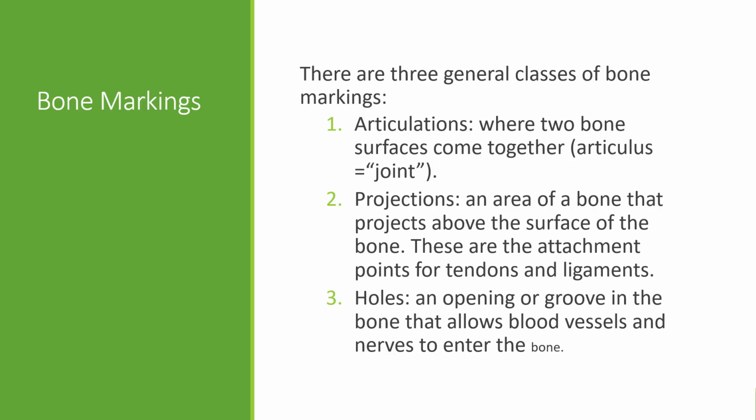There are three general classes of bone markings. There are articulations. Articulations are where two bones are going to join together, right? So articulus in Latin means joint. There are projections, and this is a piece of bone that projects above the surface or out from the surface of the bone. And these are typically attachment points for tendons and ligaments. And then there are holes. These are openings or grooves in the bone that allow blood vessels to enter. So bone is alive. It's not this dead structure inside of you. It is alive, and so it has a blood supply and a nerve supply. If you've broken a bone, you know that because it's very painful.